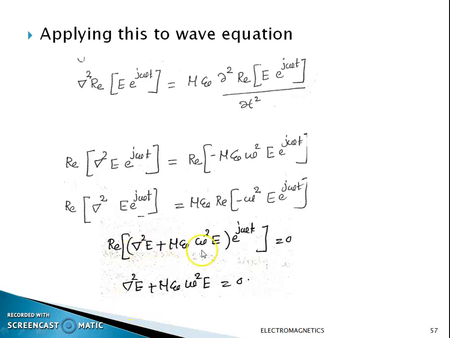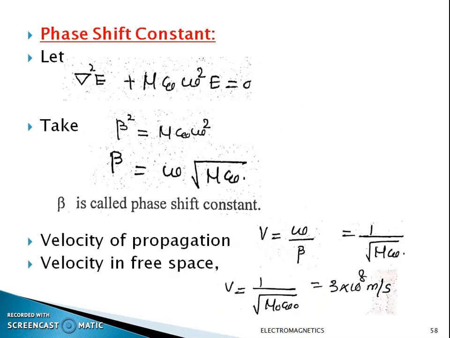So in the next step we are going to substitute mu epsilon omega square, this value mu epsilon omega square is equal to beta square. Then the equation becomes del square E plus this term, that is mu epsilon omega square E is equal to 0. Then we are going to substitute beta square, so the equation becomes del square E plus beta square E is equal to 0. That is, here beta square is equal to mu epsilon omega square.